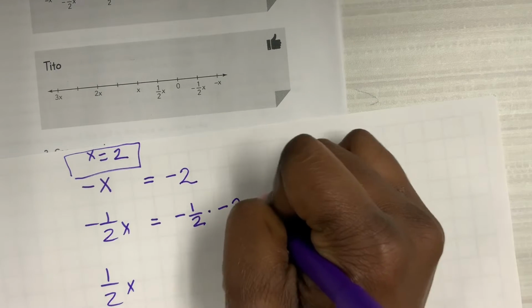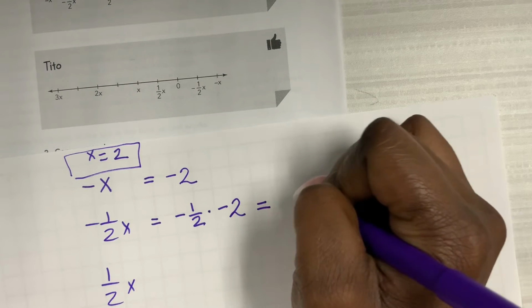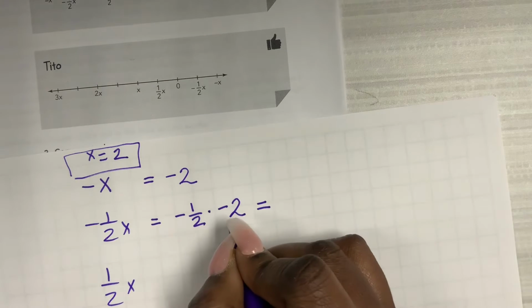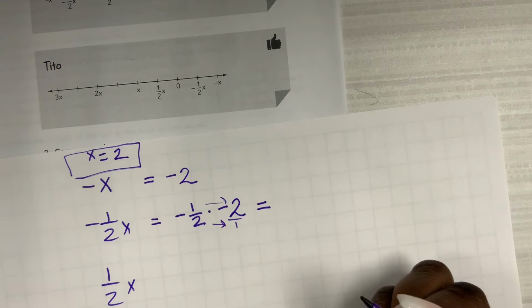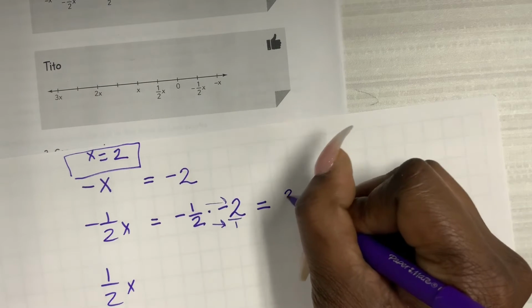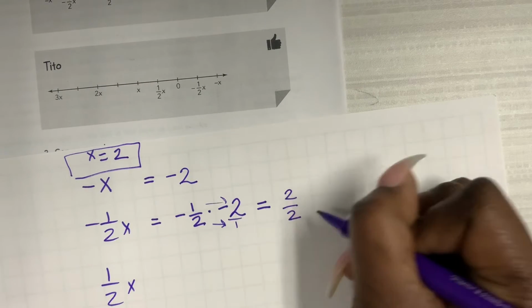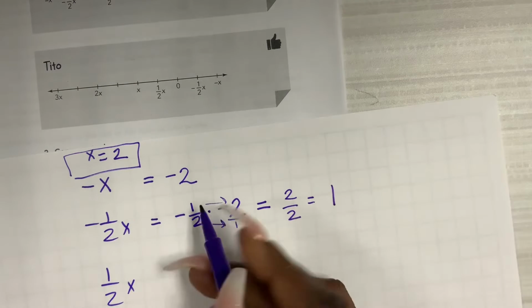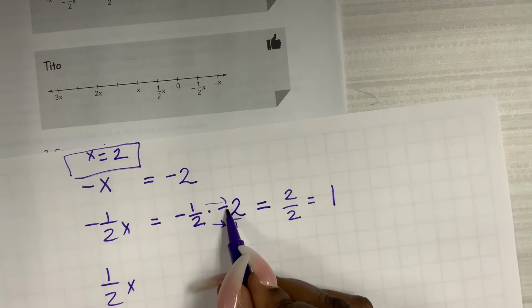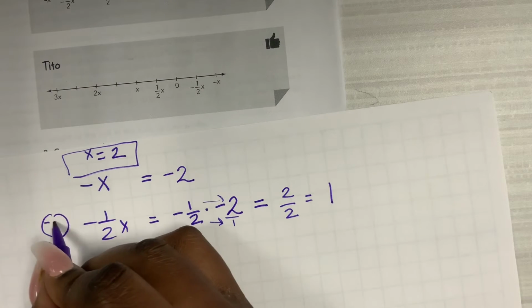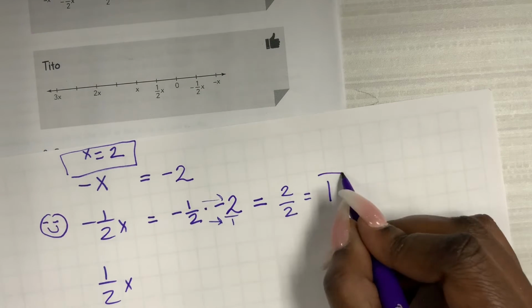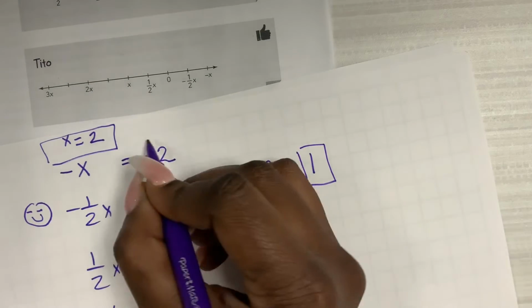So when I multiply half times 2, I'm going to put my 1 underneath. I'm going to multiply across, because that's how I multiply fractions. 1 times 2 is 2. 2 times 1 is 2. That equals 1. I have a negative times a negative, and remember, same signs, positive. So this is positive 1.